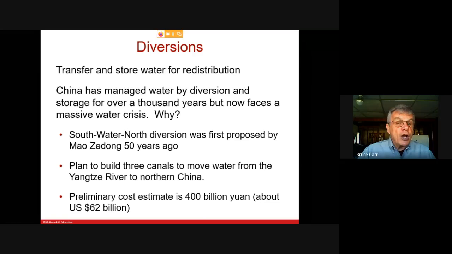The California Aqueduct is a smaller scale example of that, where water from the western slope of the Sierra Nevada all the way up to the Sacramento area is diverted and sent down the California Aqueduct all the way to Los Angeles and San Diego, supporting population centers there.